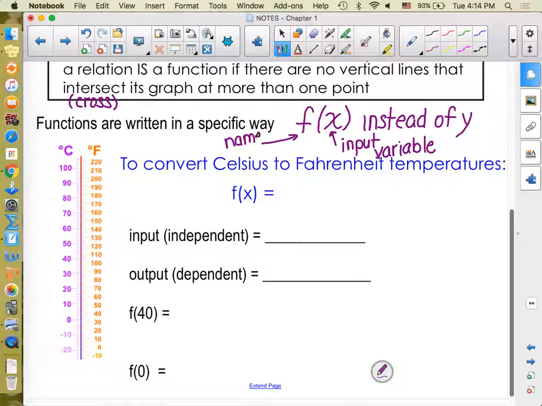Just as we call you by some name to identify you. So we could have a function called g. We could have a function called r. This one happens to be called f. They use it pretty often.